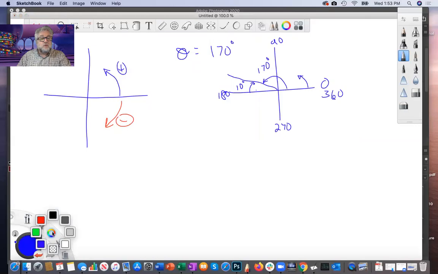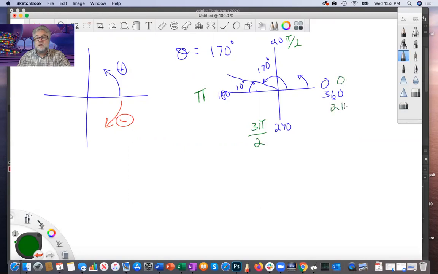It's also important to remember, in radians, 0, pi over 2, pi, 3 pi over 2, and 2 pi. Those are the axes, and we have to always keep those in mind.